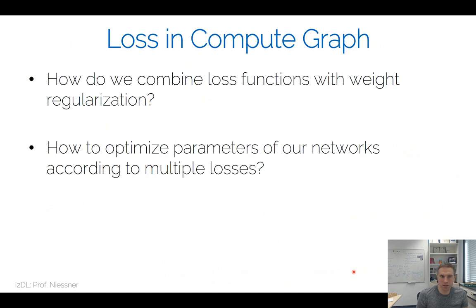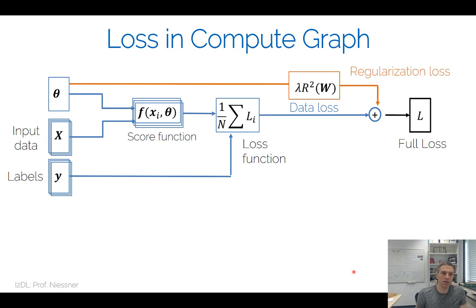Let's talk about the loss in a compute graph now. So how does it look? We want to combine the loss function with weight regularization. And we would like to optimize the parameters of a network according to multiple losses simultaneously, right? We could have multiple losses. We're actually going to see that later on with multitask learning, which might be very beneficial for certain things. And we have to figure out how to do this in relation to the compute graph. But this is the nice part about the compute graph: it's very modular, in a sense, right?